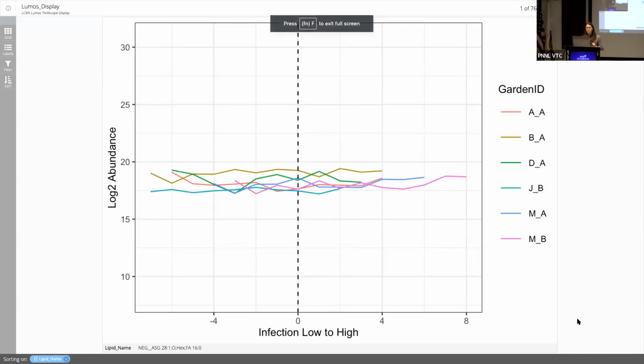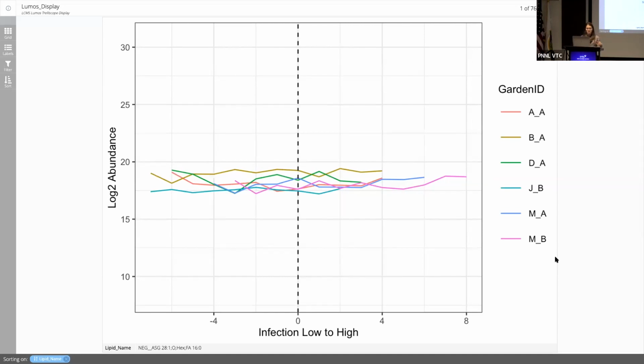So right now I have pulled up a Trelliscope display that we created, and we're seeing a graph for a single lipid. And there are 6 different fungal gardens represented here by the different colors. The y-axis shows us the log2 normalized abundance for this particular lipid. And the x-axis is representing that infection gradient. So a low infection on the left-hand side, high infection where that pathogenic fungus was introduced on the right. And this vertical line at 0 represents that midpoint where the sample was frozen.